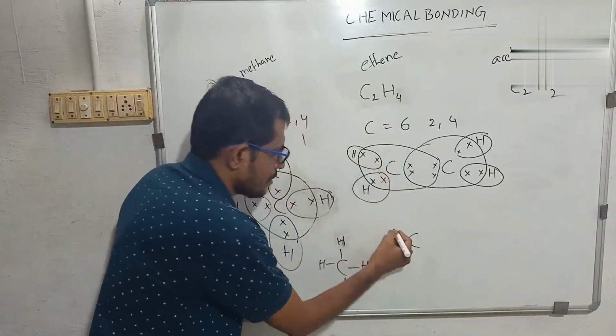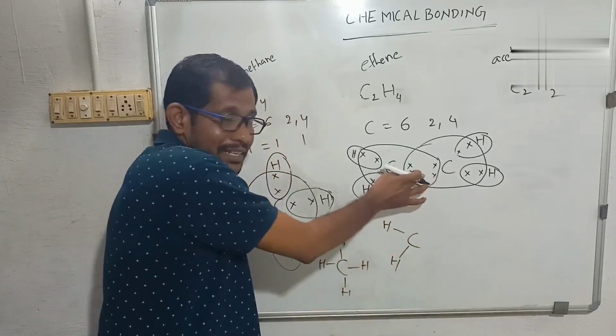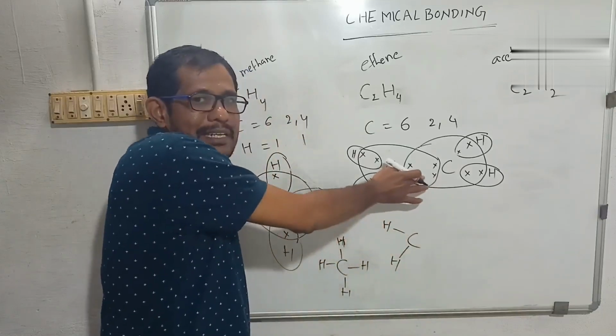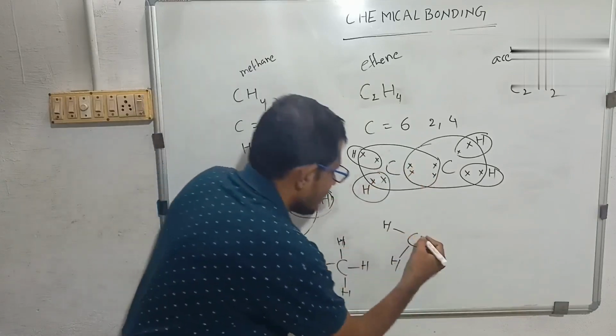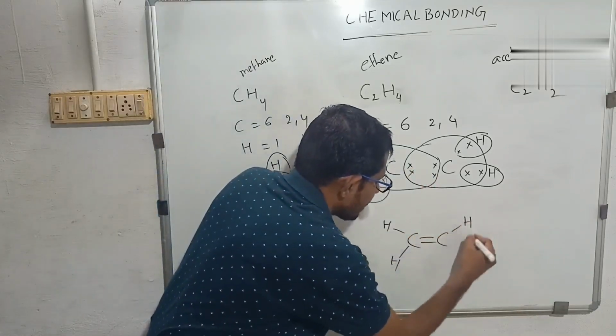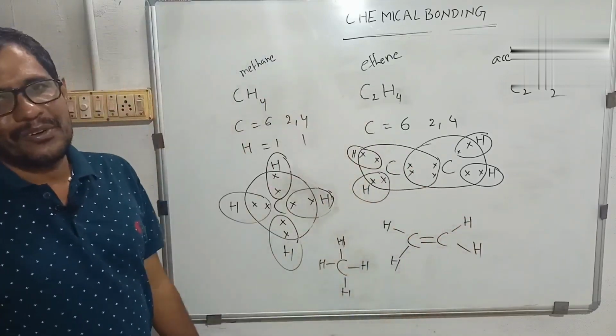Here one pair is sharing, so C-H. Here also one pair is sharing, C-H. Here 2 pairs are sharing, so 2 electron pairs are sharing between the 2 carbons. So a double bond will come here, with single bonds to the hydrogens. This is the structure of the C2H4 molecule, right?